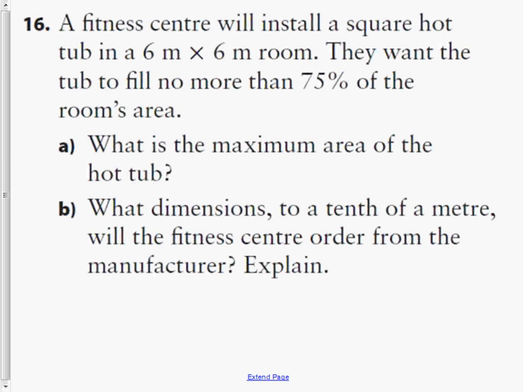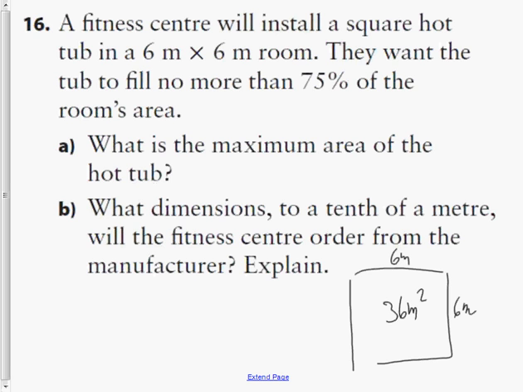And question 16 says, a fitness center will install a square hot tub in a 6 by 6 meter room. So here's a 6 meter by 6 meter room. They want the tub to fill no more than 75% of the room's area. What is the maximum area of the hot tub? Well, this is 36 meters squared, right? That's the area of the room.